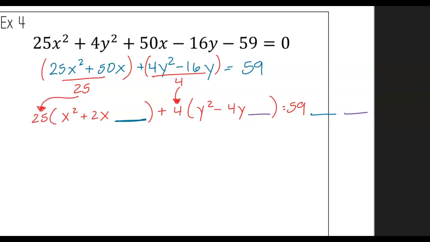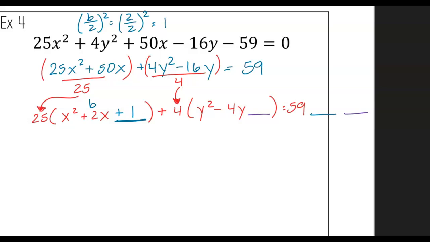Okay, and we find that value we're adding in, remember, by doing b divided by 2 squared. So in this x quadratic, our b value is 2. 2 divided by 2 is 1. 1 squared is 1. So we're adding in 1 here.